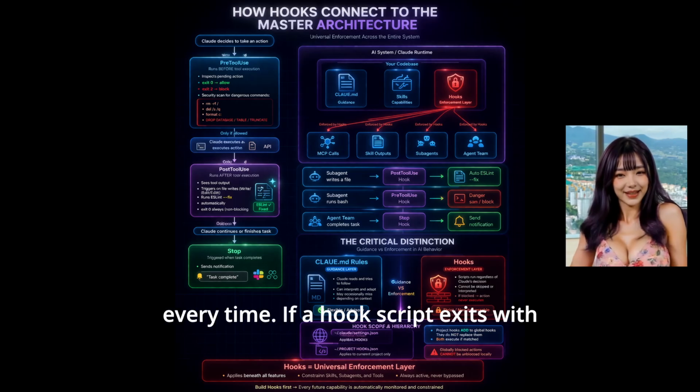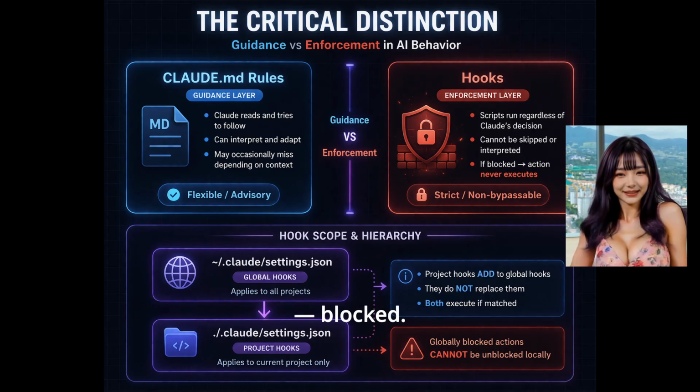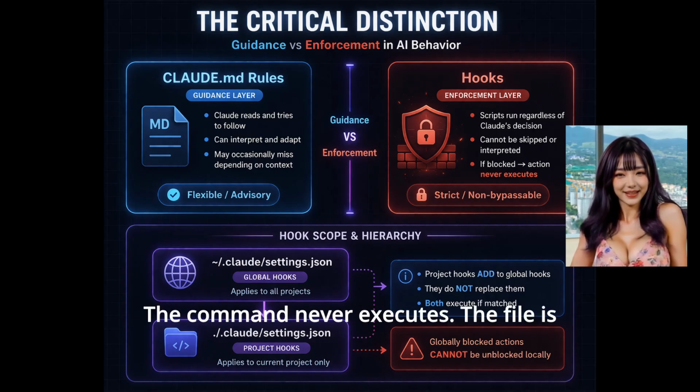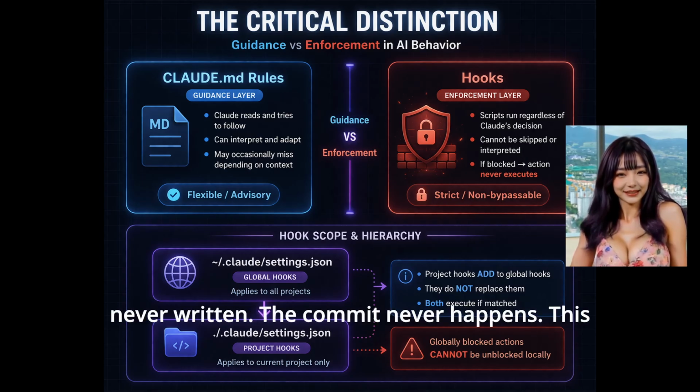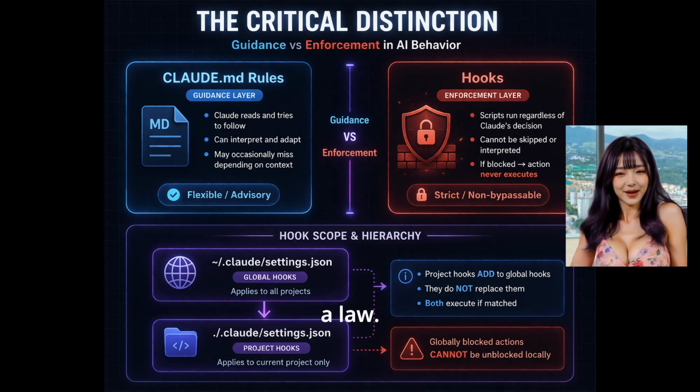If a hook script exits with code 2, the action is blocked. Not discouraged, blocked. The command never executes. The file is never written. The commit never happens. This is the difference between a guideline and a law.